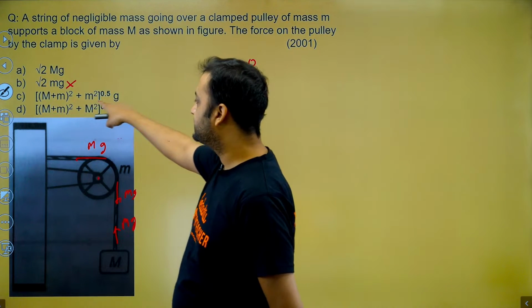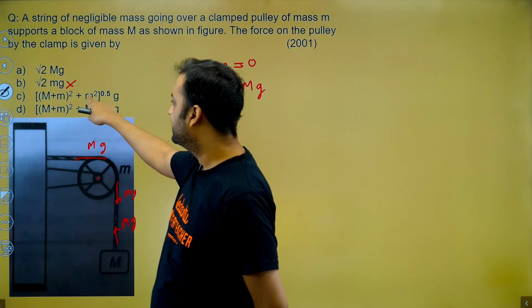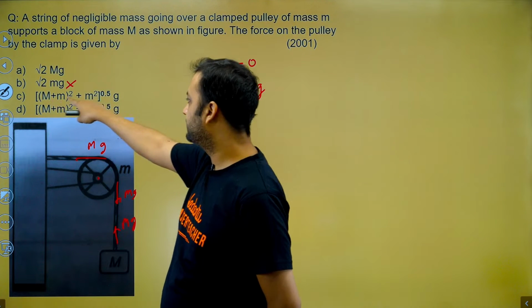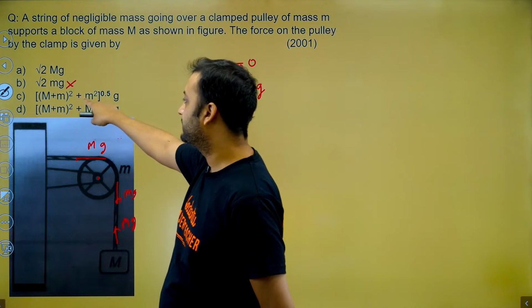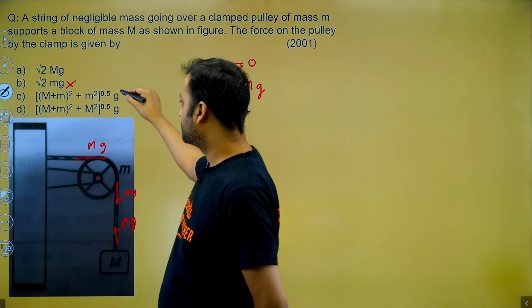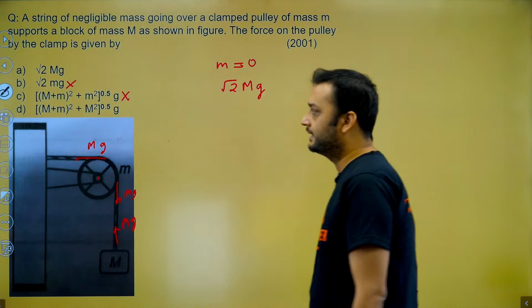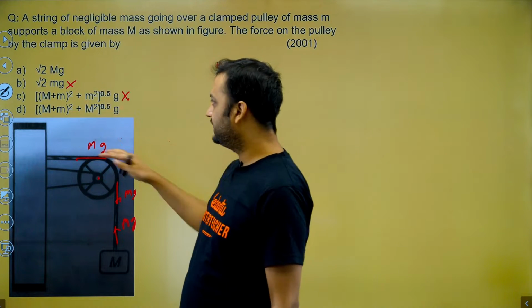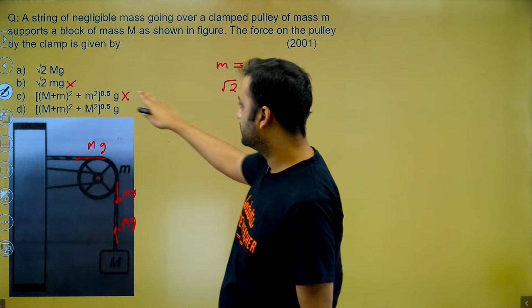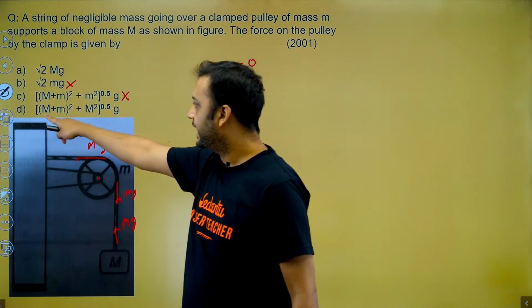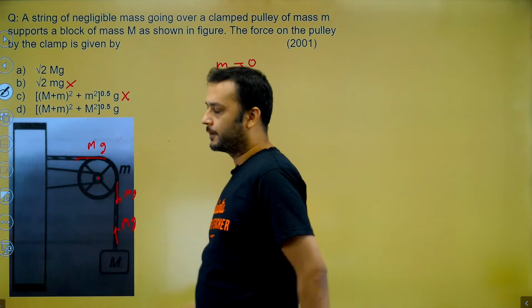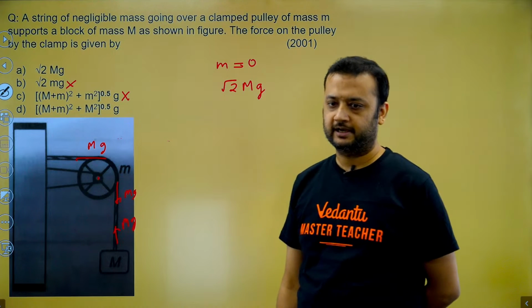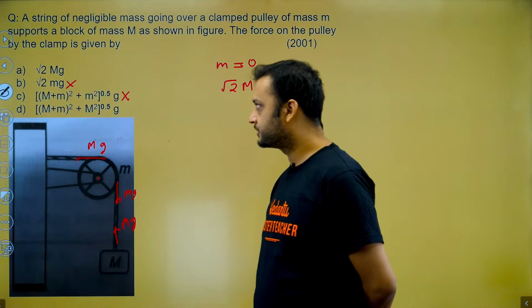If you check option C, you put small m equals 0. This is coming Mg, not root 2 Mg. So this is also wrong. Option C cannot be correct. Option A and option D are still possibilities, because option A still says root 2 Mg, and if you put small m equals 0 in option D, it becomes root 2 Mg, right? So how to reject between option A and D?